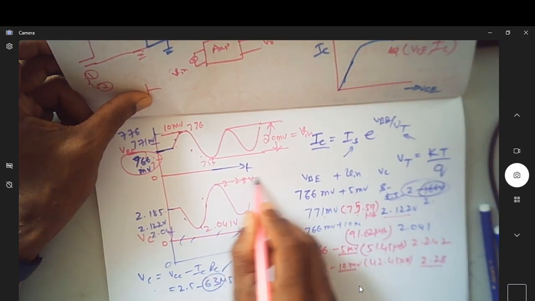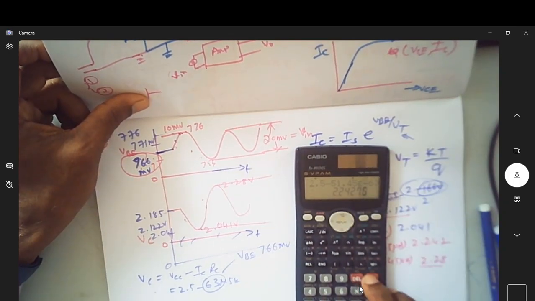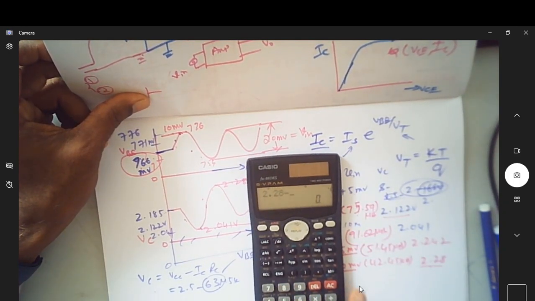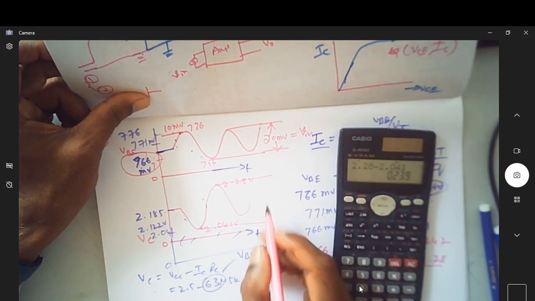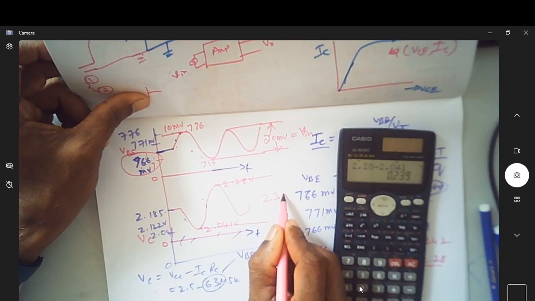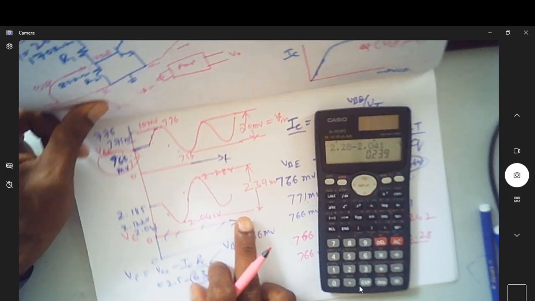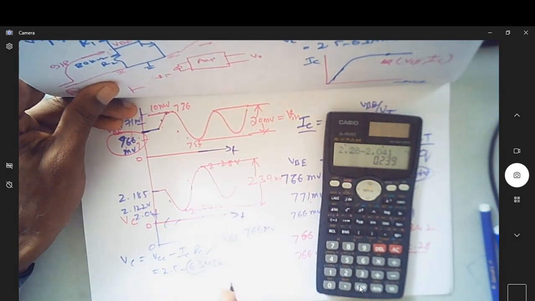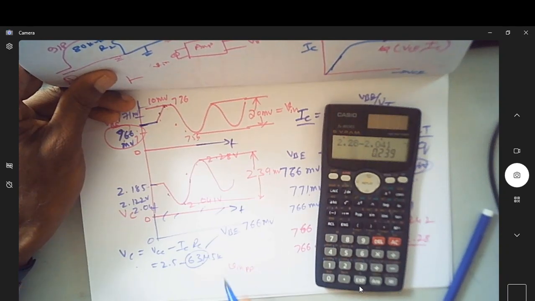Shall we see what is the peak to peak of this? Peak to peak of this is the difference of this. So what is the difference of this? You can see it is 2.28 minus 2.041. Can you see now it is almost 234 millivolt. This is the change in the output voltage. How much is the change in the input voltage? It's hardly 20 millivolt.